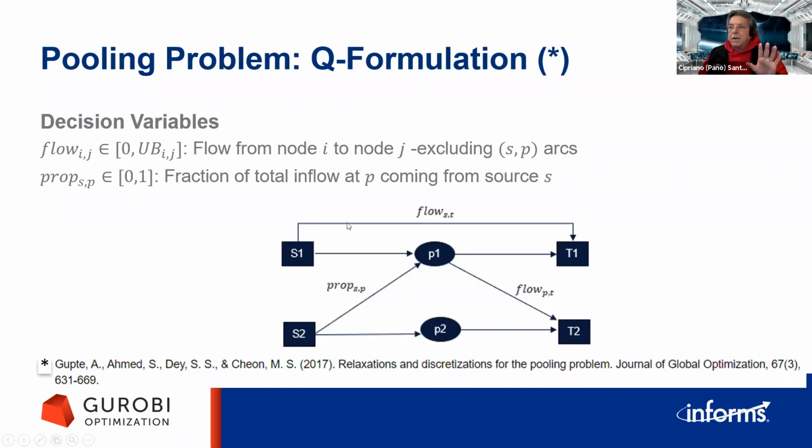And we are going to have another decision variable that is the fraction of total inflow at pool node P coming from sources S. So the proportion of flow going from source node S2 to P1 is going to be represented by this prop decision variable, and these variables are going to be continuous.